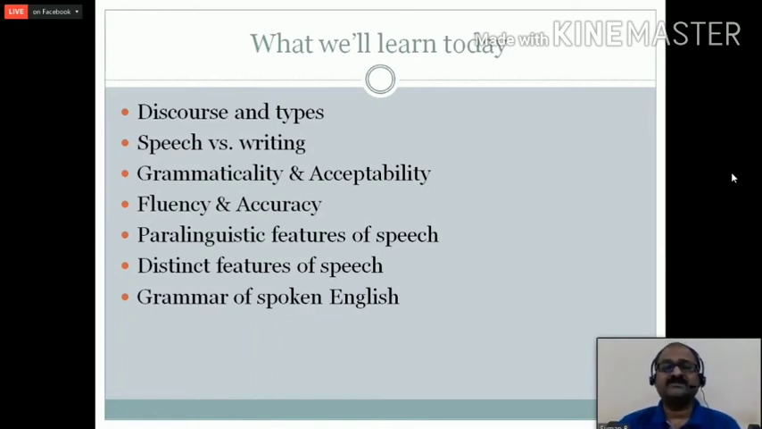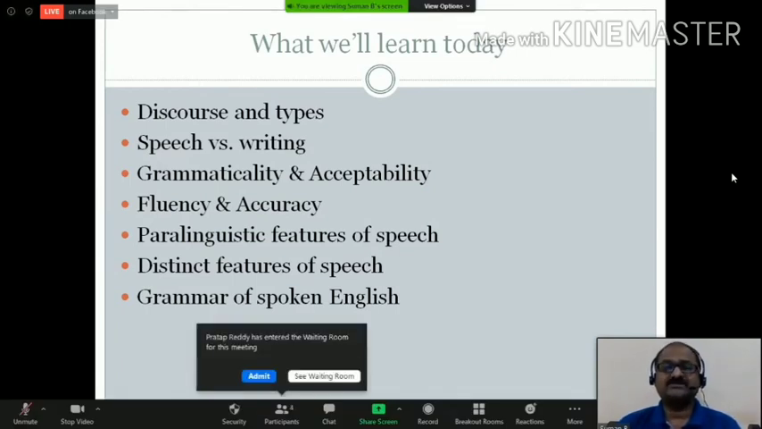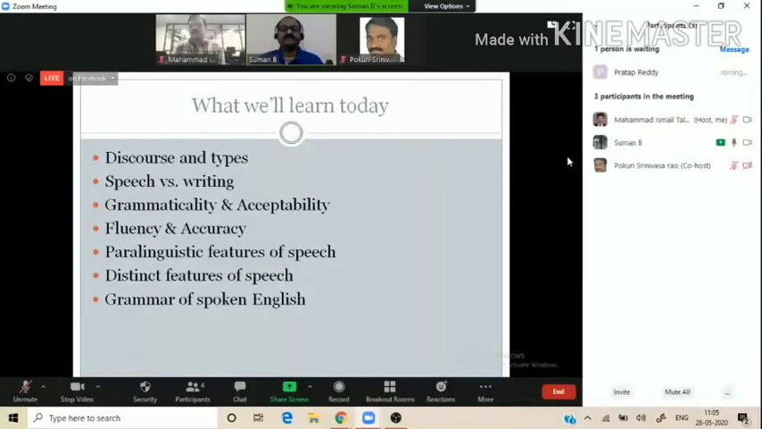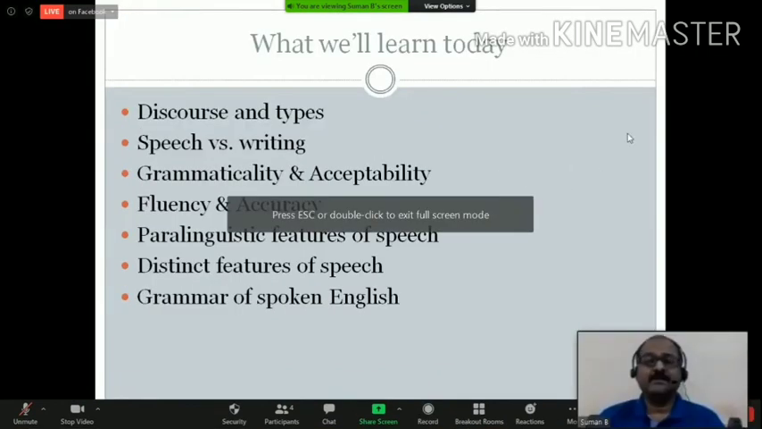We are also going to talk about the notions of grammaticality and the relevance of this understanding in trying to improve our spoken English capacities. We will also talk about aspects like fluency and accuracy, and the implications of understanding these concepts while learning or teaching spoken English, and what the paralinguistic features of speech are. What are these features, and how do they help us be better speakers? How can these paralinguistic features help us communicate better while speaking?